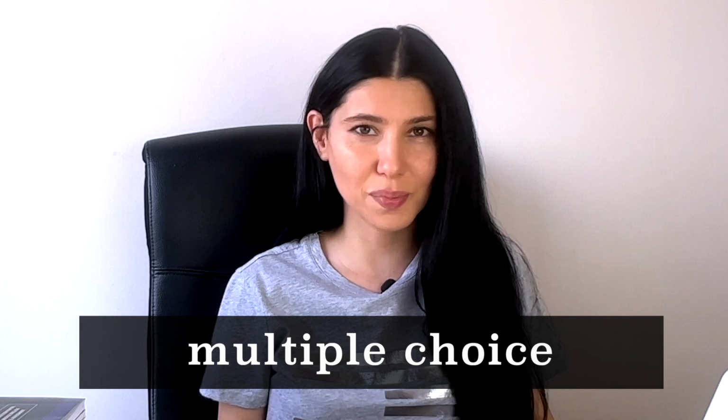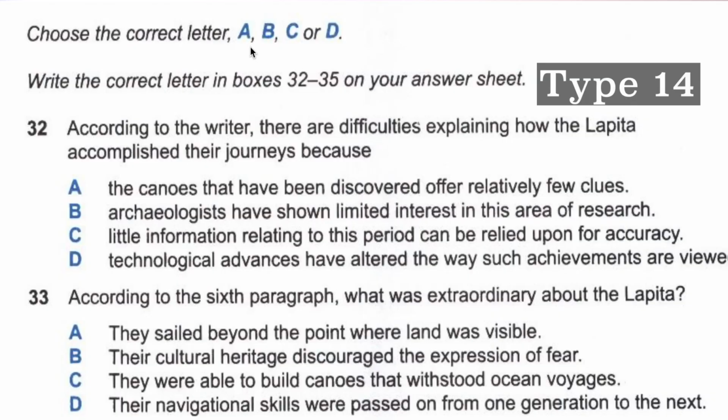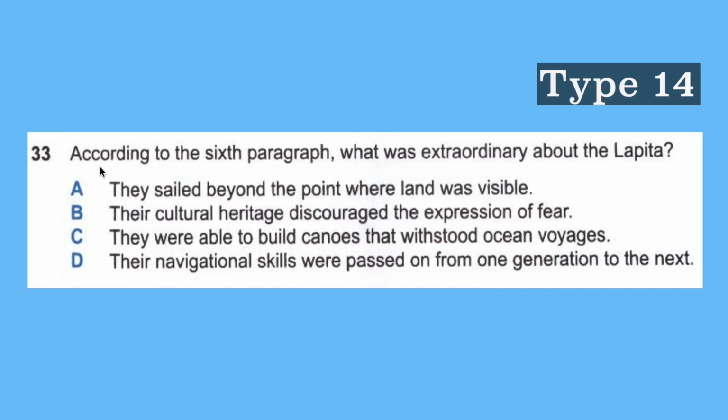Moving on to multiple choice questions. You have options A, B, C, D to choose from, and there is only one correct answer. Sometimes these questions may refer to the whole passage, so in order to answer them, you need to read the whole text. But sometimes they may refer only to individual paragraphs, so you just need to read one paragraph in order to answer that particular question. A question like this says, for example, according to the sixth paragraph. This means you need to look only at paragraph 6 to answer this question.